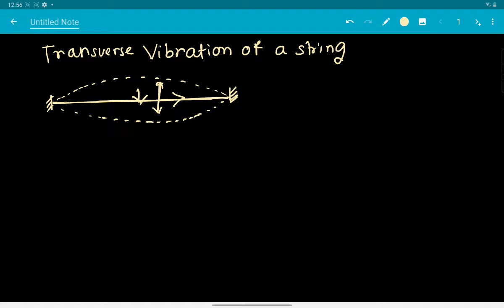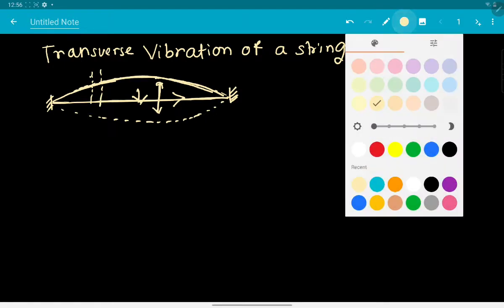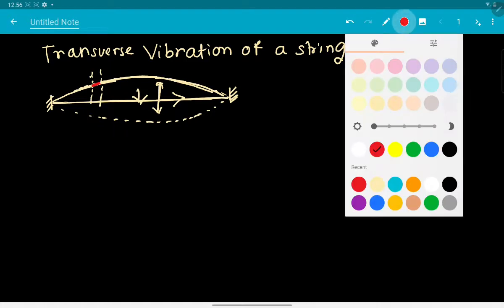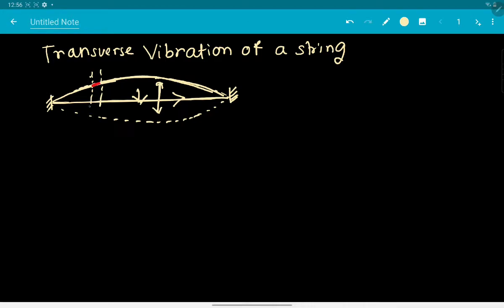Okay, so to start with, let's assume that the string is in vibratory motion, which is this motion. So this is the instance that I'm going to consider. This is at some intermediate location, and let me consider a small portion of the string, which is this one. This is a very small portion. I'll be considering that this distance is dx, delta x or dx, which is very small.